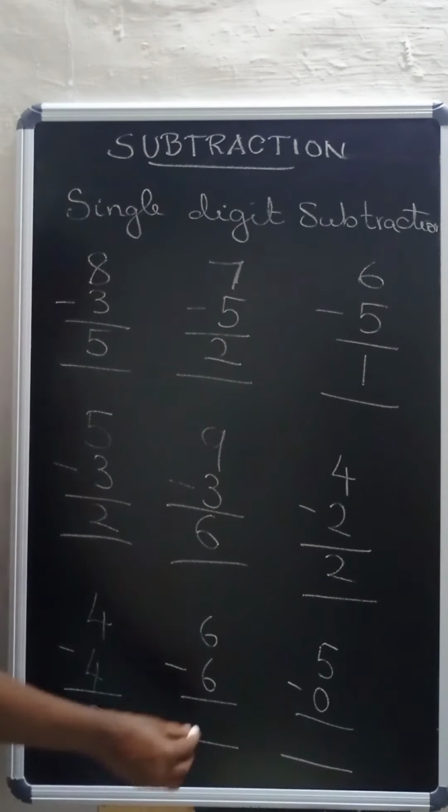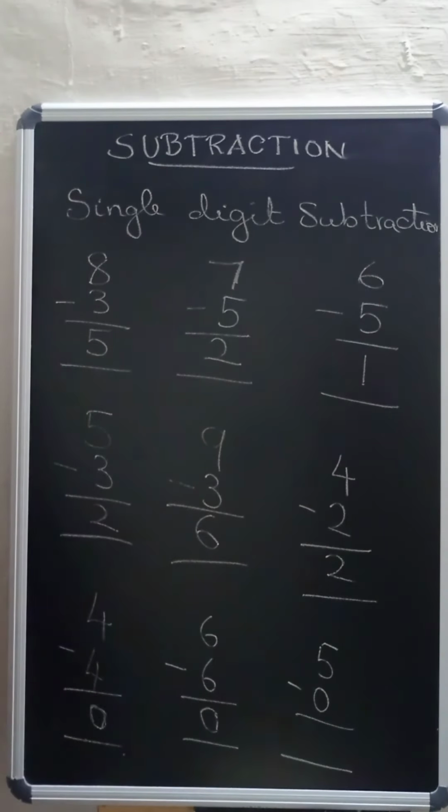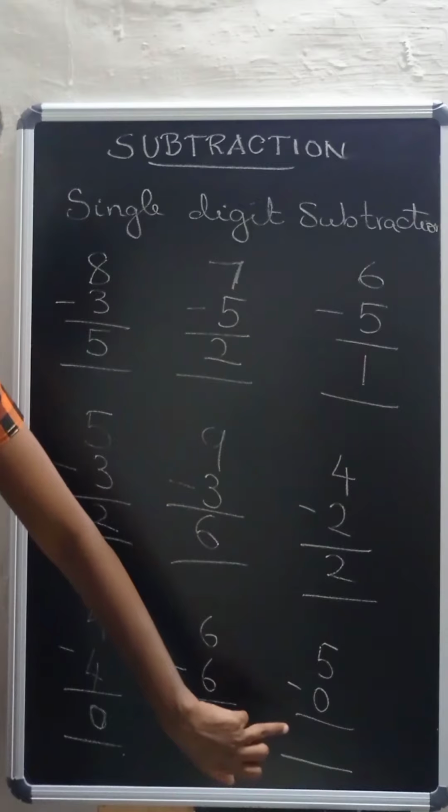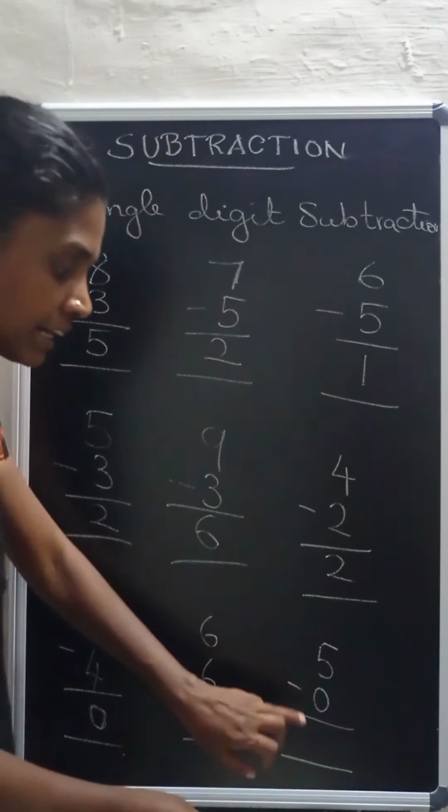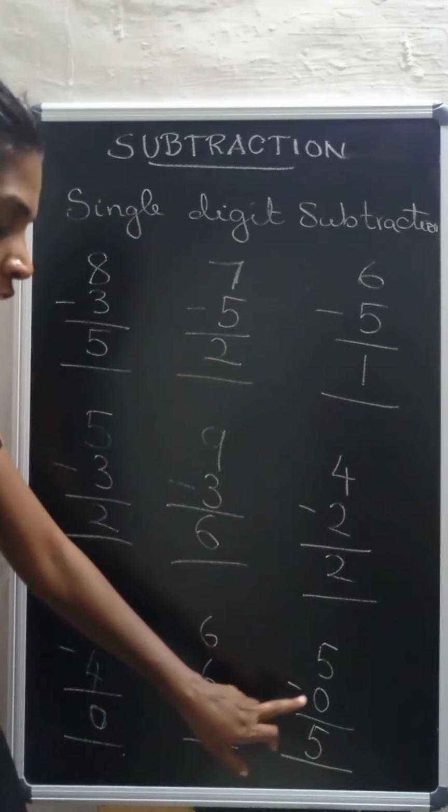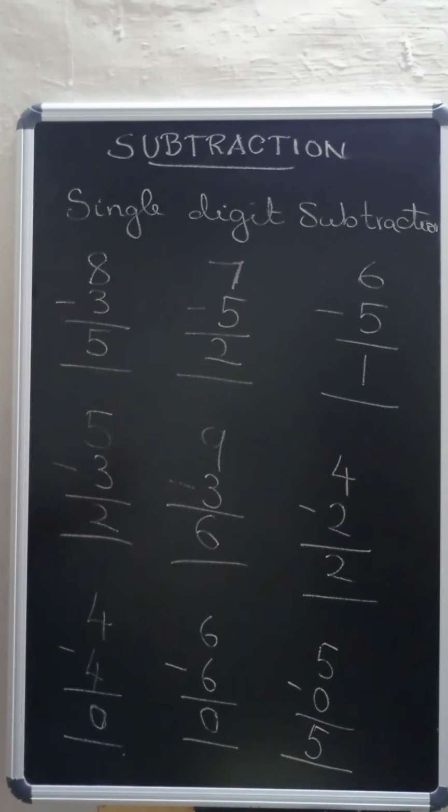Now 6 minus 6 is 0. 7 minus 7, 0. 0 minus 0, 0. 1 minus 1, 0. 3 minus 3, 0. Next, 5 minus 0. So when you subtract any number with 0, you will get the same number as your answer. So 5 minus 0 is 5. 4 minus 0, 4. 3 minus 0, 3. 6 minus 0, 6. So whenever you subtract a 0 from any number, you will get the same number as your answer. And whenever you subtract same numbers, you will get 0 as your answer.